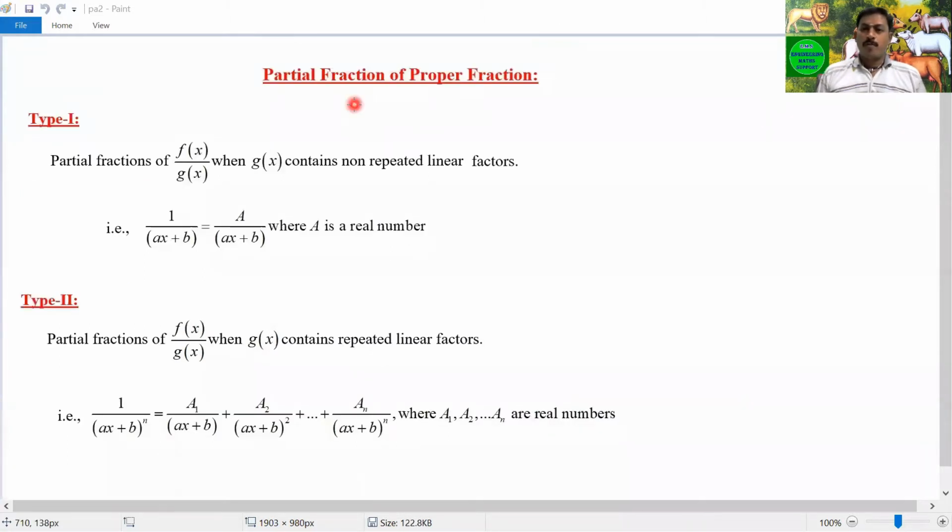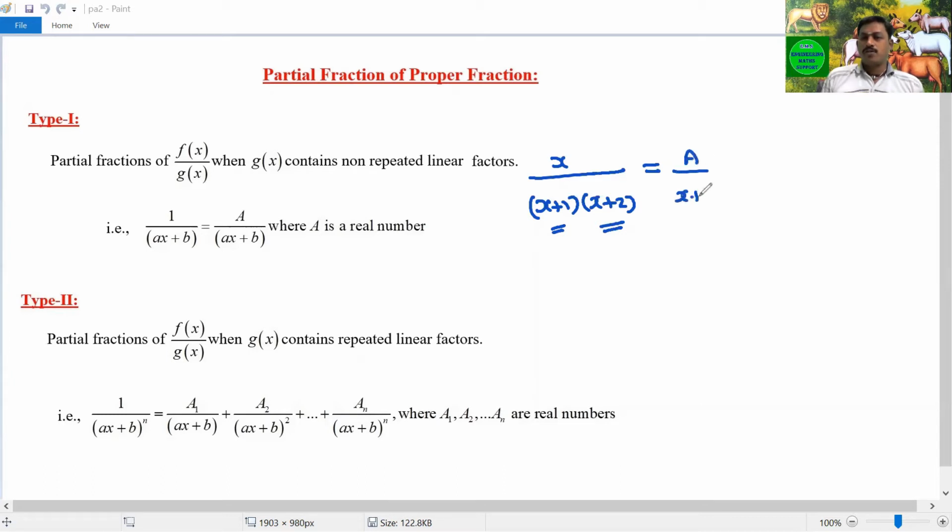Partial fraction of proper fraction. Type 1. Partial fractions of f of x divided by g of x when g of x contains non-repeated linear factors, that is, denominators of the form non-repeated linear factor. We can write the partial fraction as A by ax plus b, where capital A is a real number. Example, x divided by x plus 1 into x plus 2. If you observe the denominator, it is non-repeated linear factors. So we can apply the partial fraction as A by x plus 1, B by x plus 2.